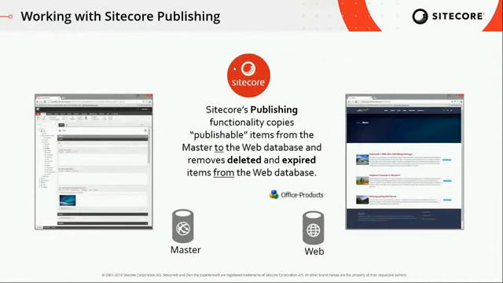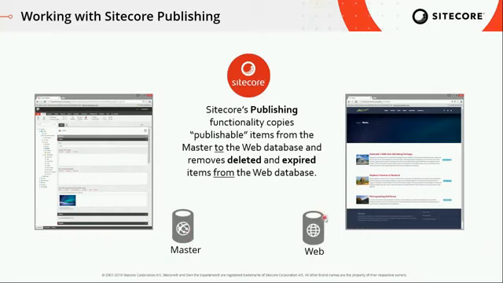Now we at Sitecore refer to this master database also as a work in progress database. This is behind the scenes. Everything is in your master database. When an item is created and it is not attached to a workflow, it is marked as publishable. When you run the publishing operation, Sitecore will copy that publishable item from that master and bring it over to the web database.